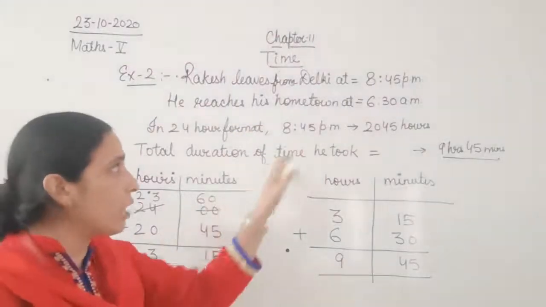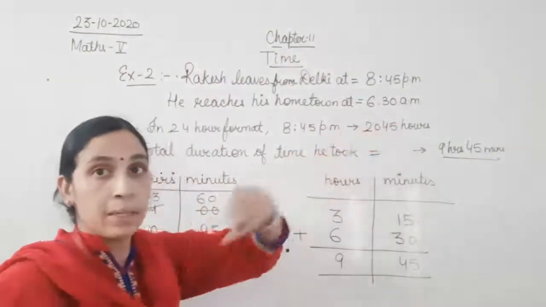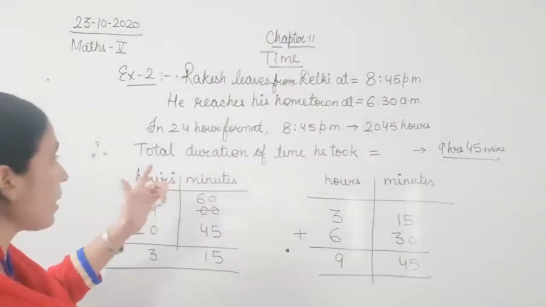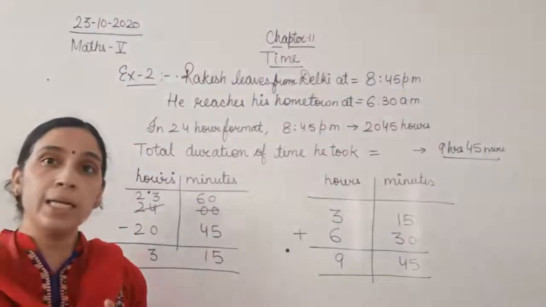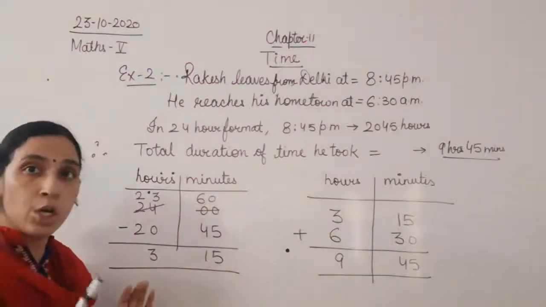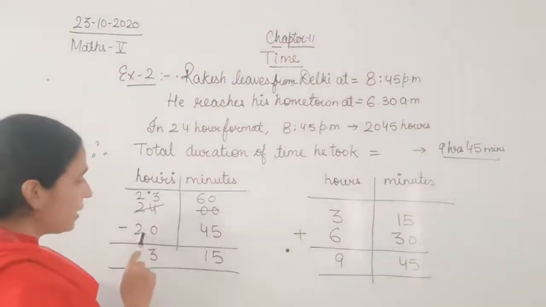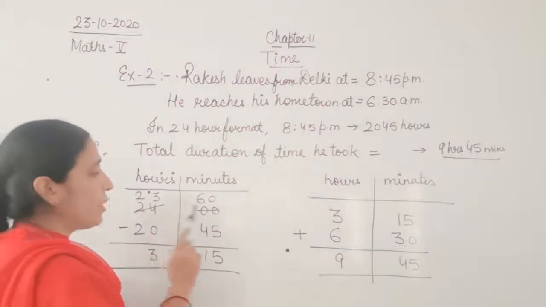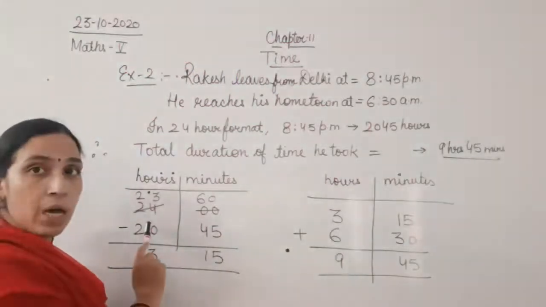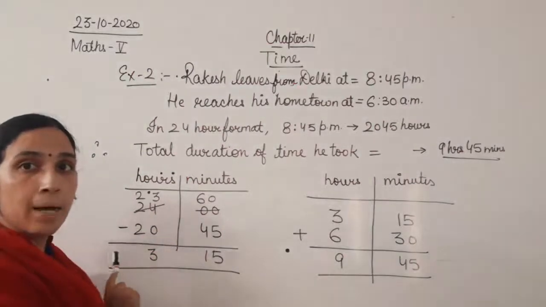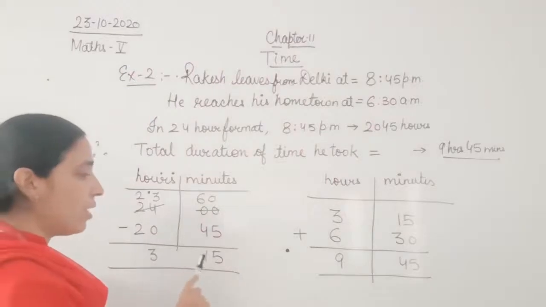Now in 24-hour format 8:45 p.m. can be written as 20:45 hours. Because in one day you have 24 hours, the first day's duration will be found by subtracting this 20:45 hours from 24 hours. We'll write 24 hours 00 minutes minus 20 hours 45 minutes. So 3 hours 15 minutes.